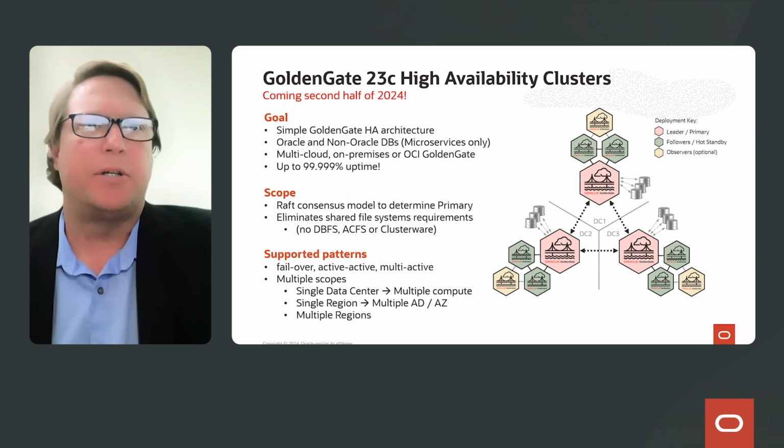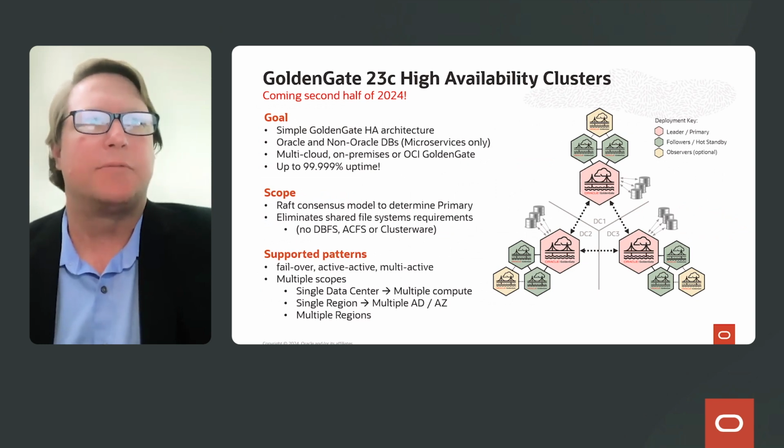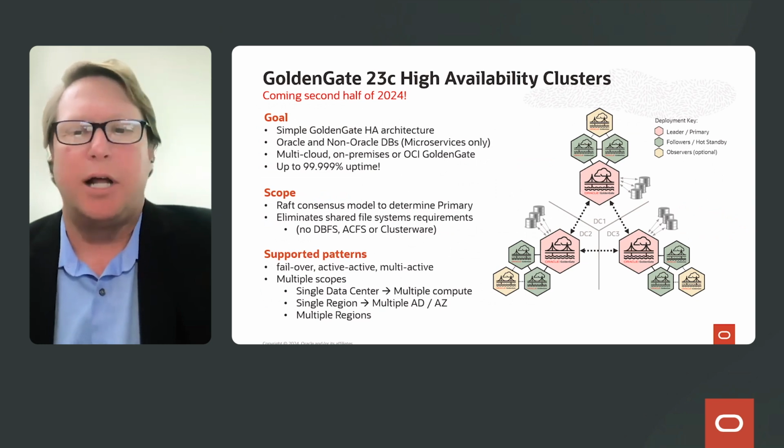Now, this is replication in a 3-way active-active environment. But if one of these GoldenGate systems fails, one of the followers will simply pick up and start replicating to the other primaries. And now it becomes a leader. And so we've got a Raft consensus model to determine who's the primary and who are the followers. And it all happens under the covers.